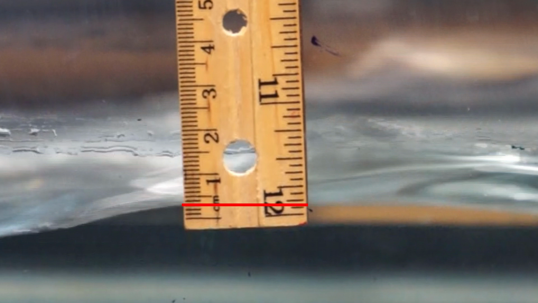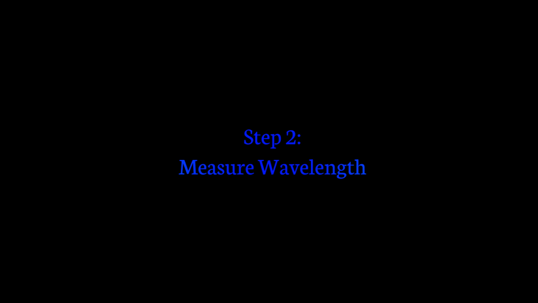You may recall from the lecture that wave height and amplitude are very similar. Wave height is the distance from the bottom to the top of the wave, and amplitude is the distance from still water level, or the middle of the wave, to either the top or the bottom of the wave. Or in other words, amplitude is 1/2 of wave height. So what we're going to do here is measure amplitude and double it to find our wave height. Now that we have amplitude and wave height, let's move on to wavelength.